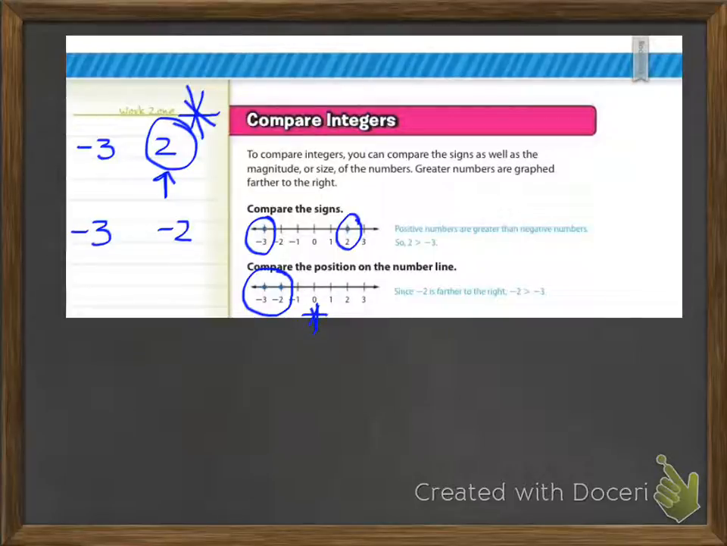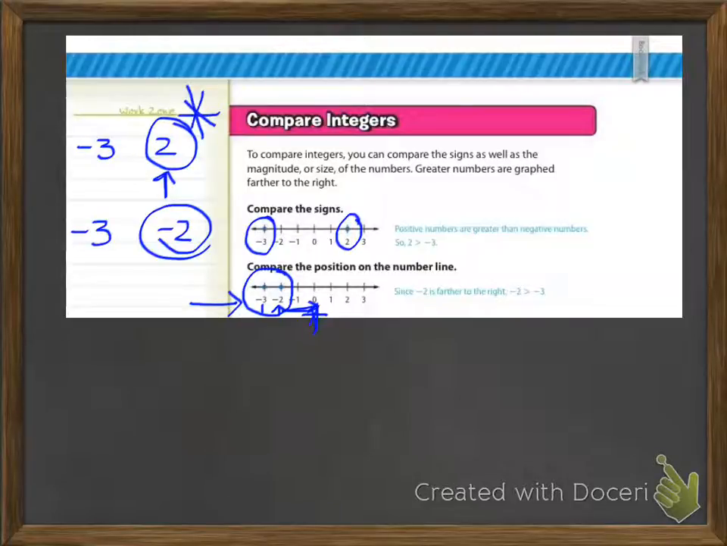The further away you are from 0, the smaller you are. So in this example, we're going back to our number line. Look where negative 3 is, which is right here. Look where negative 2 is, which is right there. Notice that the negative 2 is closer to 0, which means that it's bigger. So this one right here is actually bigger than the negative 3.